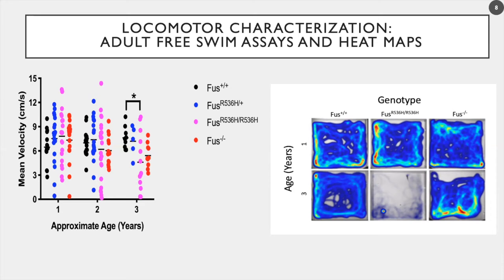When looking at the mean velocity in these free swim assays, on the left, we see a significant difference between the wild types and homozygotes at 3 years of age. Clearly, there is a reduced locomotion in the homozygotes, but why?